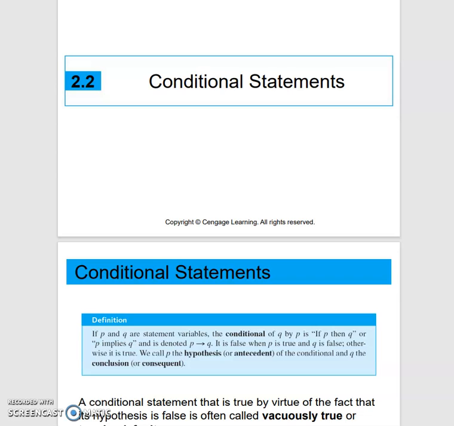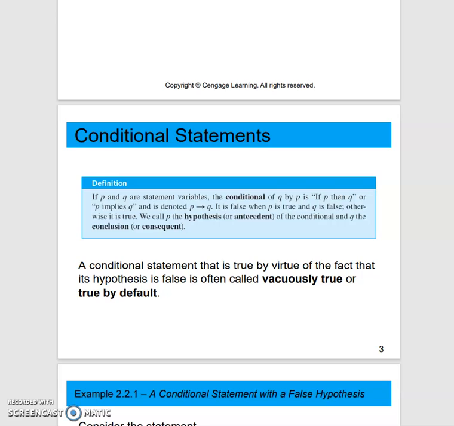Section 2.2, conditional statements. We briefly touched on the conditional before. This is where we've got the if, then, and our general form is if P then Q. We can also describe it as P implies Q. Our notation for this is an arrow, so it's P arrow Q. We call the first part, P, the hypothesis, and the second part, Q, the conclusion.